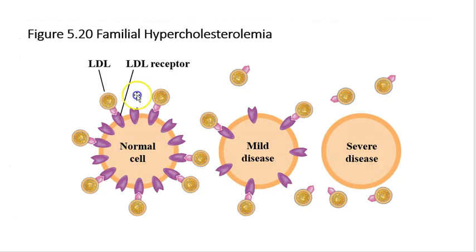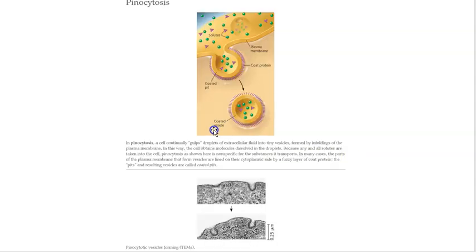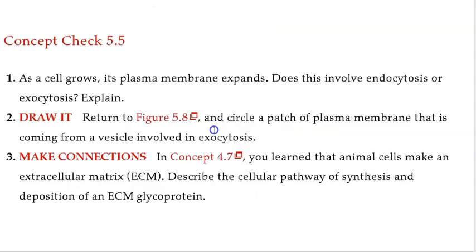So here is a normal cell, LDL receptor, LDL. Here's mild disease, not as many receptors. Severe disease is that, in which the cholesterol is just kind of going along. These are just 3 more pictures, and there is that. And here's the last concept check, okay?